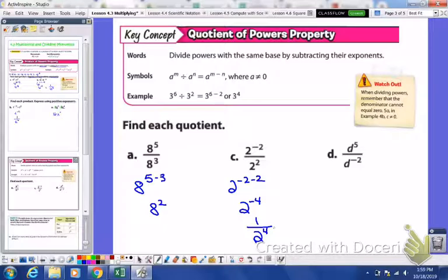Okay, so part D, we have d to the 5th over d to the negative 2. So we think that through, that's d to the 5 minus a negative 2. Same thing as plus a positive 2, because remember we add the opposite, which would give us d to the 7th. Okay, so moving right along, a little practice there with our division of powers.